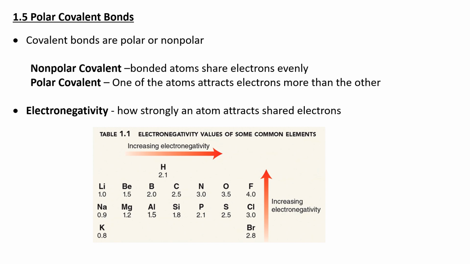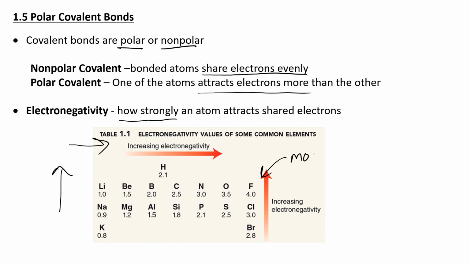All right. Covalent bonds can be polar or nonpolar. So what does this mean? A nonpolar covalent bond means that the electrons are shared evenly. A polar covalent bond is where one of the atoms attracts electrons more than the other, or it has a stronger pull on the electrons, or it's more electronegative. So electronegativity is how strongly a particular atom will attract a pair of shared electrons. And the trend is up and to the right, fluorine being the most electronegative atom on the periodic table.